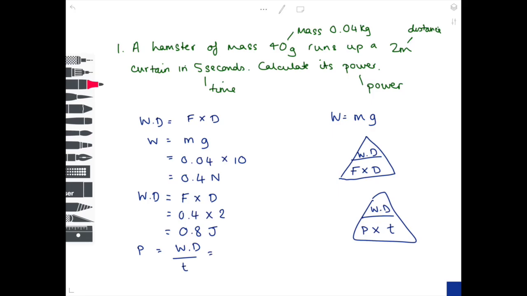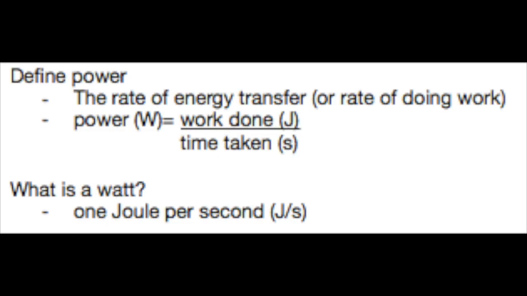Look how I've laid out my answer with all my equal signs lined up, with all my working out shown. So the work done we know is 0.8. I'm only writing it here because I'm running out of space. Divided by time, which is 5. So that becomes 0.16. Don't forget your units for power, which is watts.